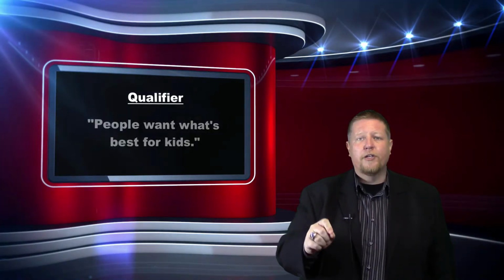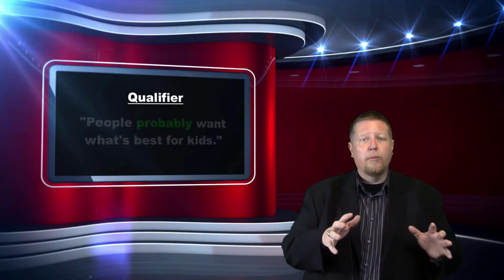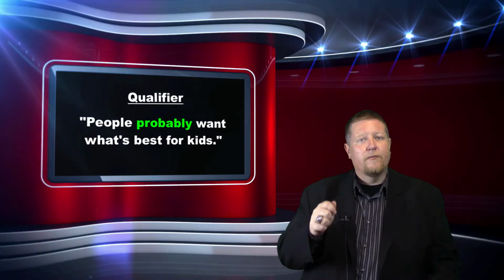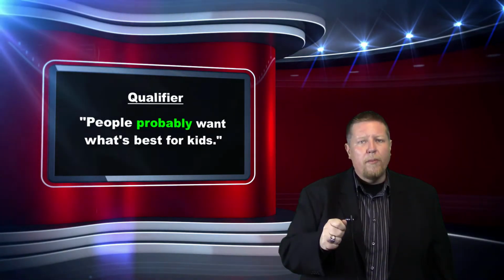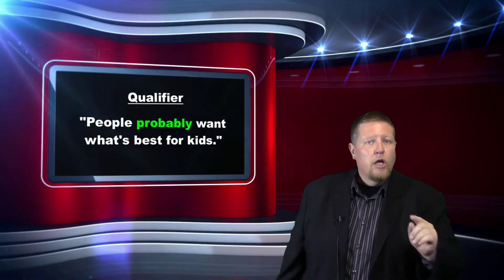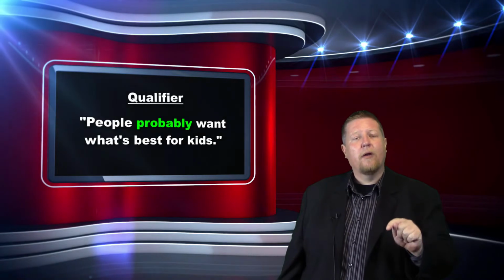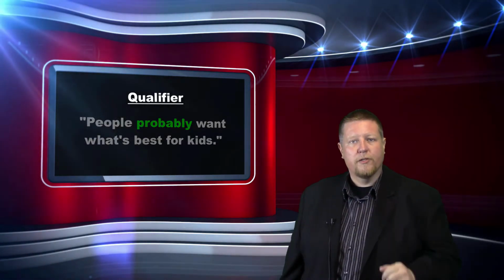For example, the phrase, "people want what's best for kids," is strengthened by saying "people probably want what's best for their kids." In the first example, an opponent may challenge you for evidence to prove that all people want what's best for their kids. In the second example, the qualifier "probably" strengthens your argument because it implies a parent's intent, not necessarily the percentage of parents who want what's best for their kids.